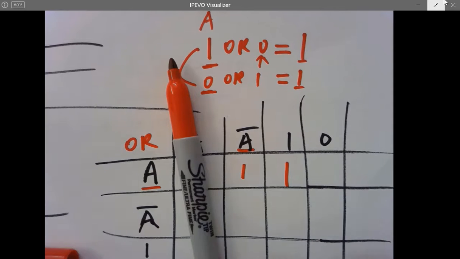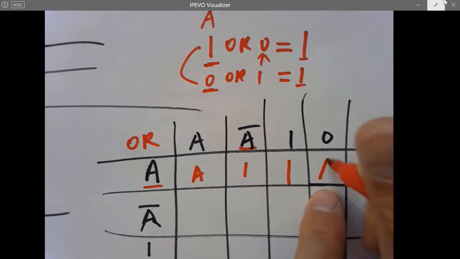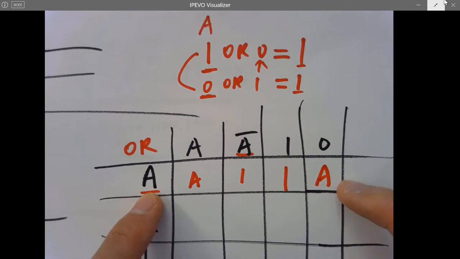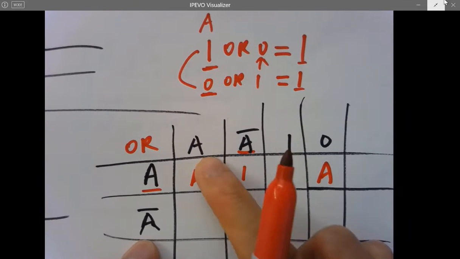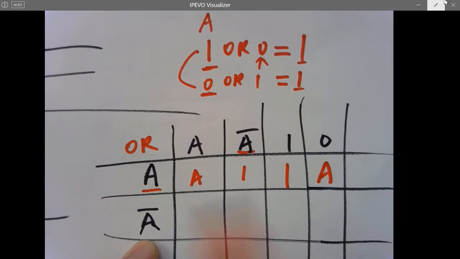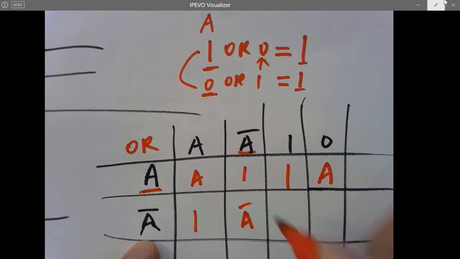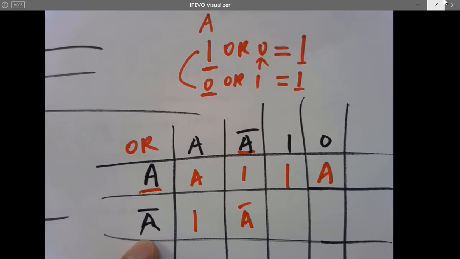So what is the result here? A. If A is 1, you'll win. If A is 0, you'll lose. A NOT or A, same. A NOT or A NOT, A NOT. A NOT or 1, 1. You have a good one, just pick up the good one. A NOT or 0, A NOT.